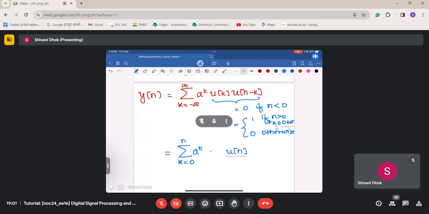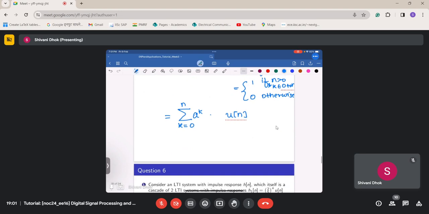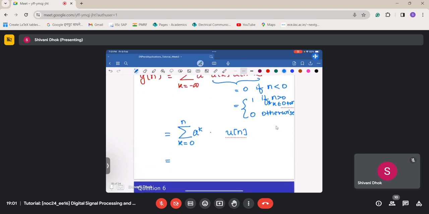Is it clear? Okay. So now this is simply a geometric progression with first term as 1. So this I can write as 1 minus a power. The number of terms are from 0 to n, so there are n plus 1 terms. 1 minus a to the power n plus 1 upon 1 minus a. Is it okay?